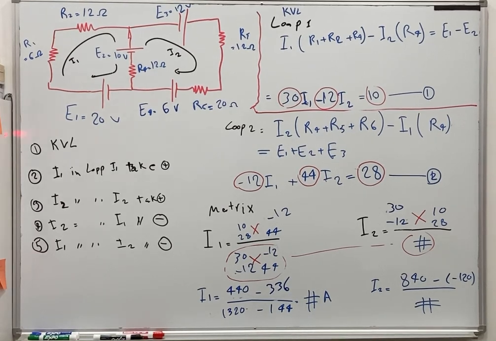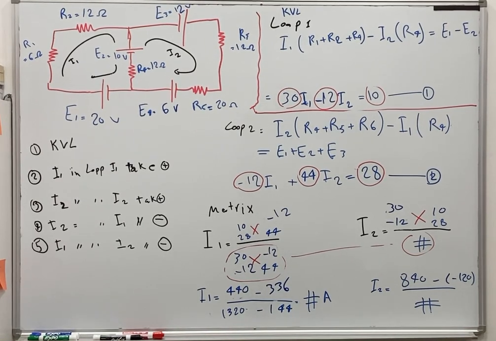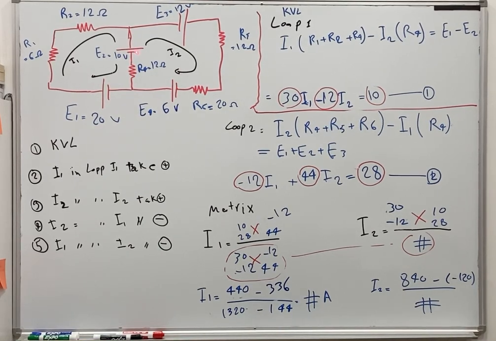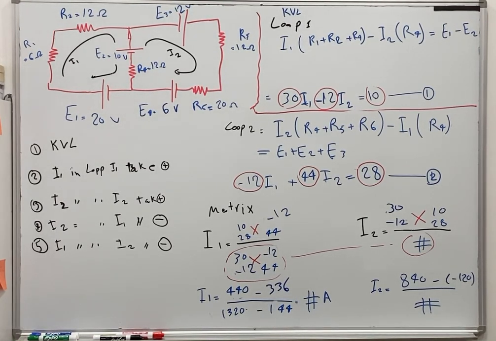Now in loop 1 we got two sources, E1 20 volts and E2 10 volts. Okay, because we are assuming in KVL, whatever is clockwise will take positive. This is for a source. Whenever it's counterclockwise, it will take negative. So all this equation will equal E1 minus E2. E1 is clockwise, E2 is opposite to clockwise.